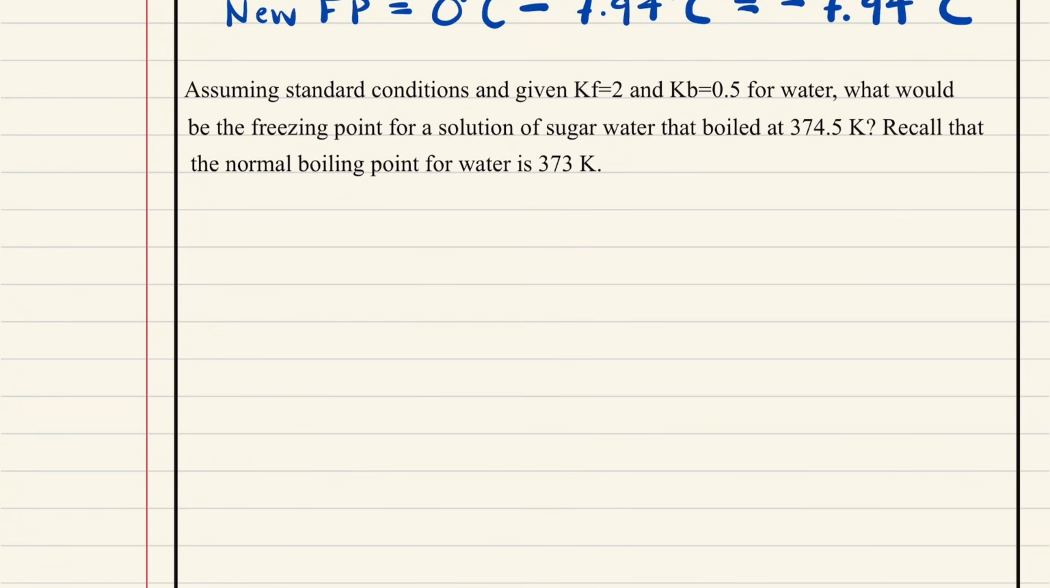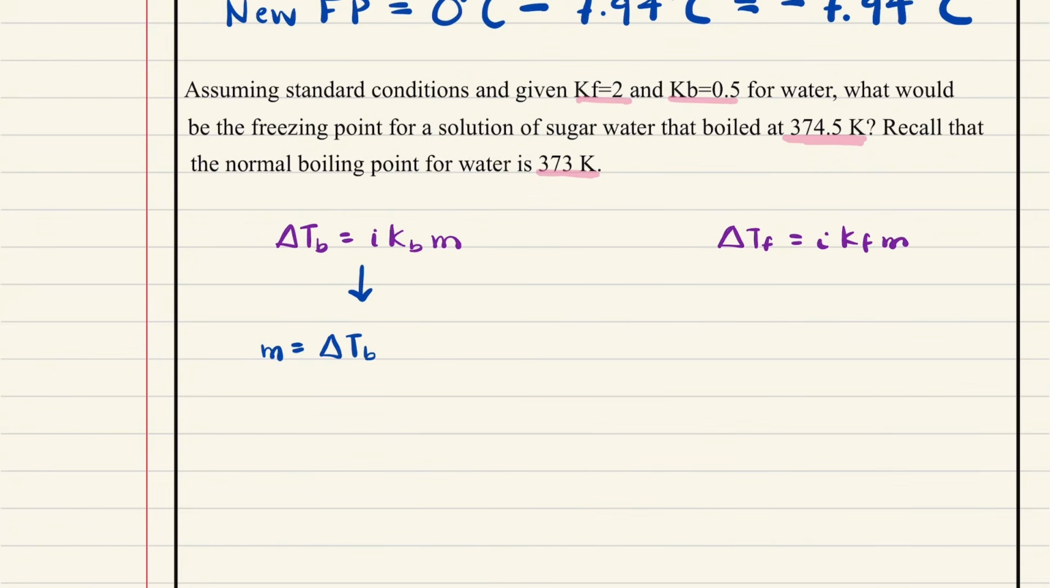This problem says, assuming standard conditions and given that Kf is equal to 2 and Kb is equal to 0.5 for water, what would be the freezing point for a solution of sugar water that boiled at 374.5 Kelvin? Recall that the normal boiling point for water is 373 Kelvin. The data and information about boiling here is going to tell us the solute concentration. So we're going to first use boiling point elevation to find the molality, and then we're going to use that same molality in the freezing point depression equation.